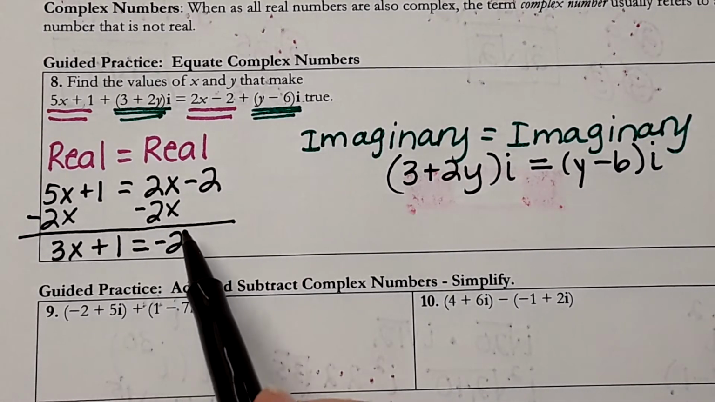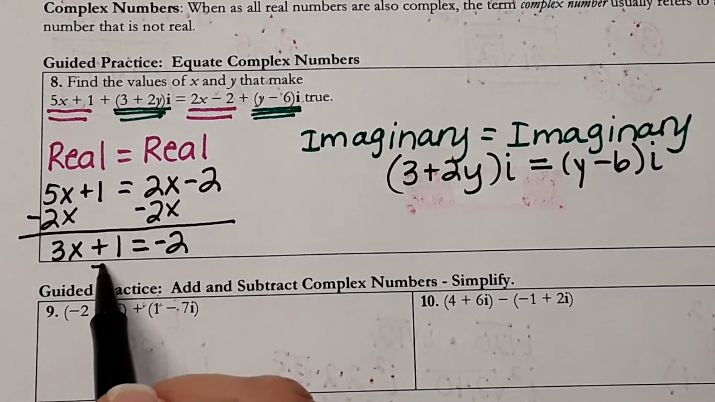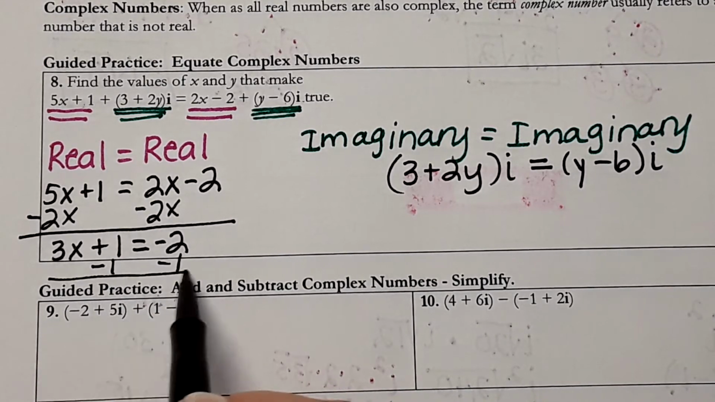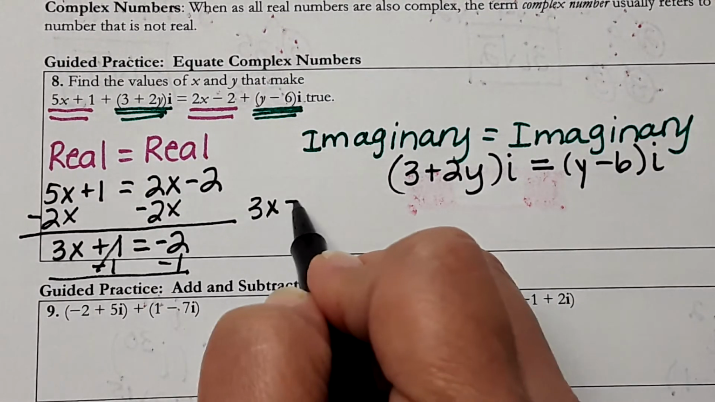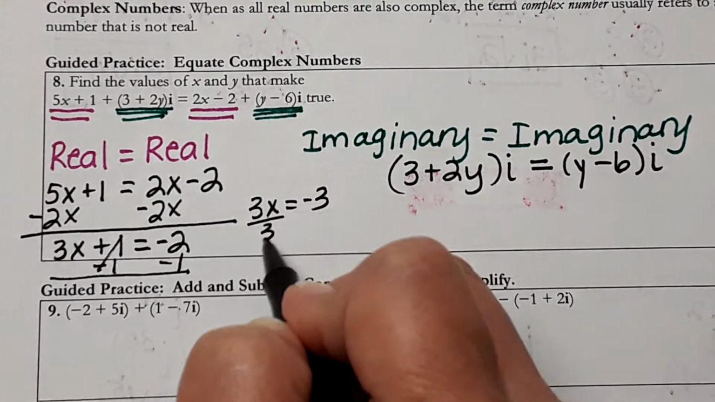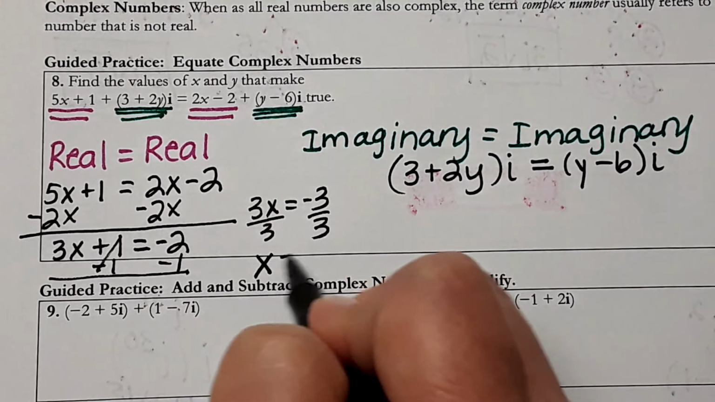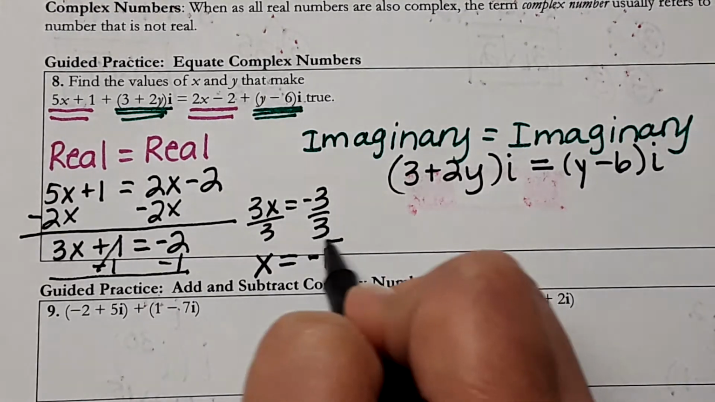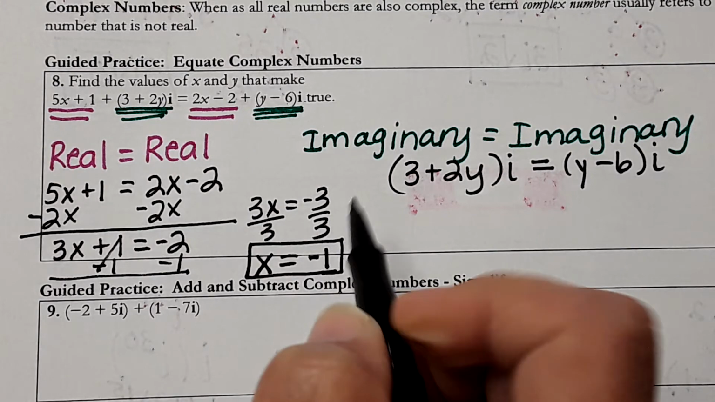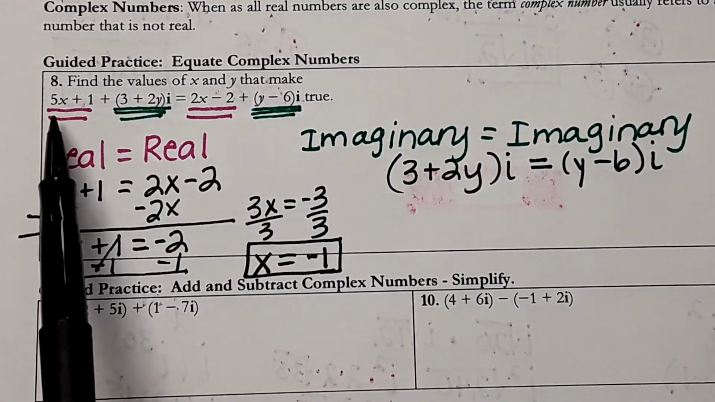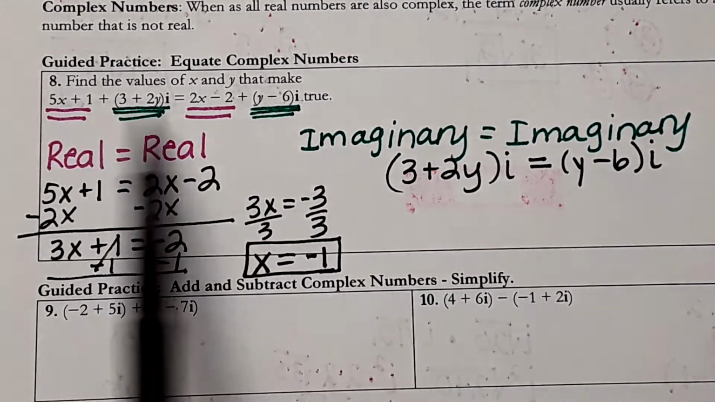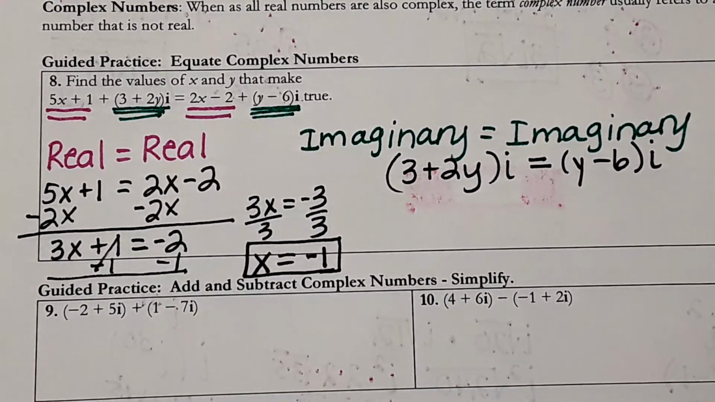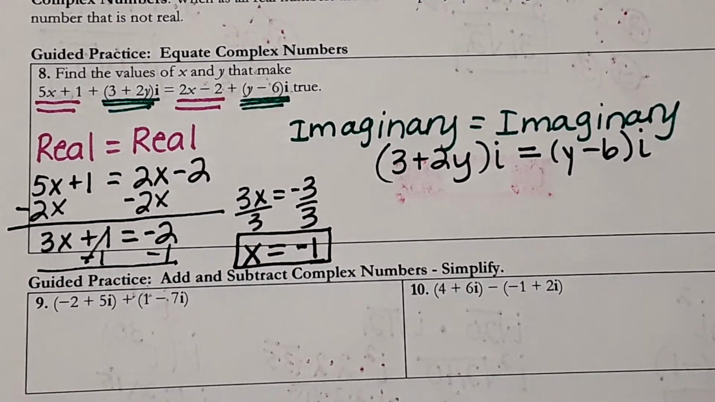So I subtracted 2x from both sides. Then I'm going to subtract 1 from both sides. I get 3x equals negative 3. 3 divided by 3, x equals negative 1. So I just solved for my x. So if I multiply 5x times negative 1 and 2 times negative 1, those would equal each other. And that's what we're trying to do. We're trying to solve this imaginary equation.